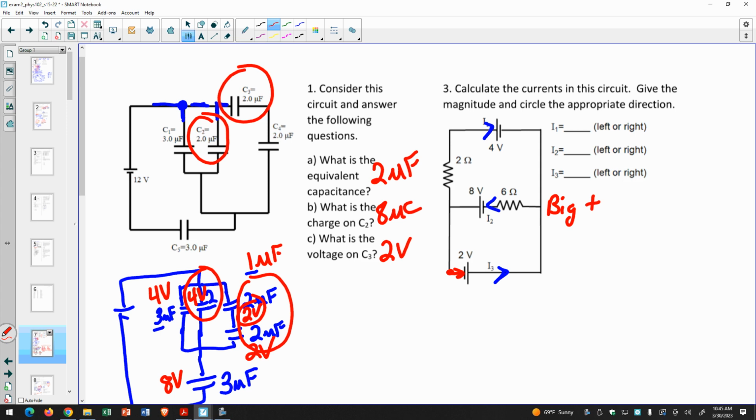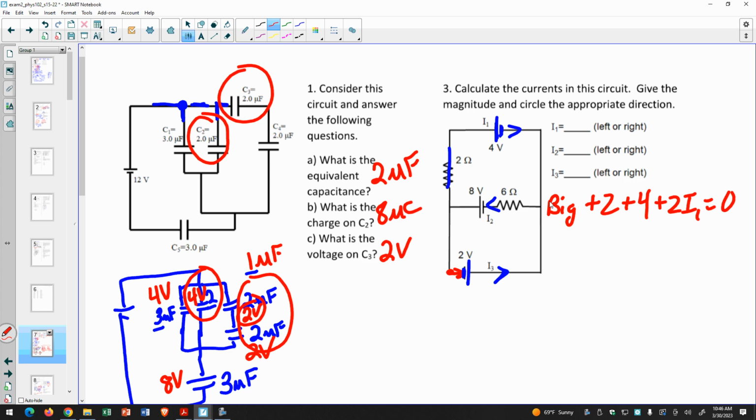So I'm going to have plus 2. I'm doing the big loop. Plus 4, plus 2I1 equals 0. I think that's I1, isn't it? Yeah. All right, so plus 2, because I was going from little to big, plus 4, because I'm going from little to big, and then minus 2I1, because I'm going against the current. No, that should be plus 2I1, rather, because I'm going against the current.